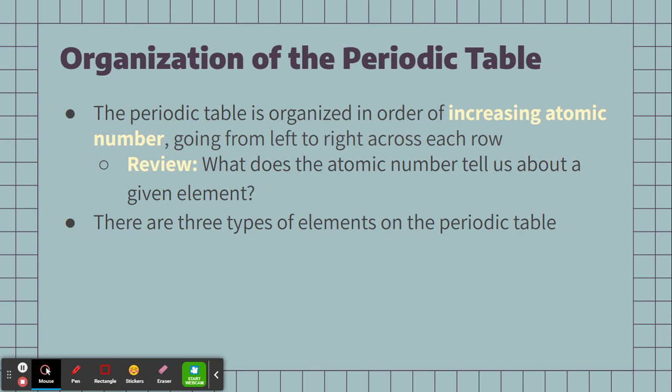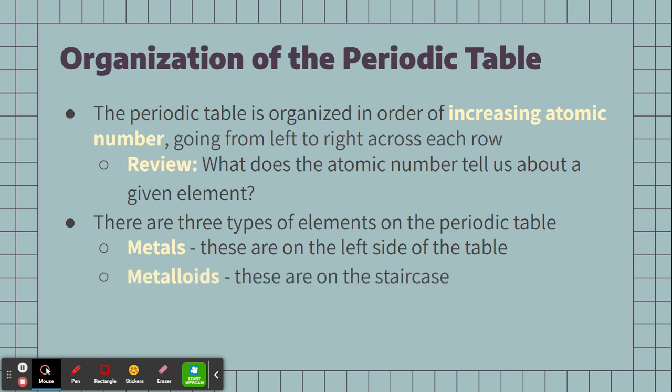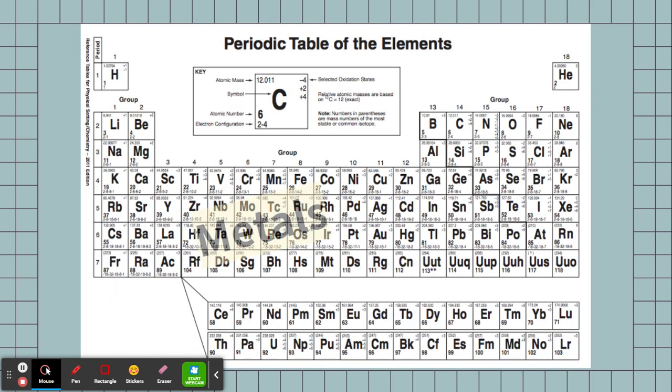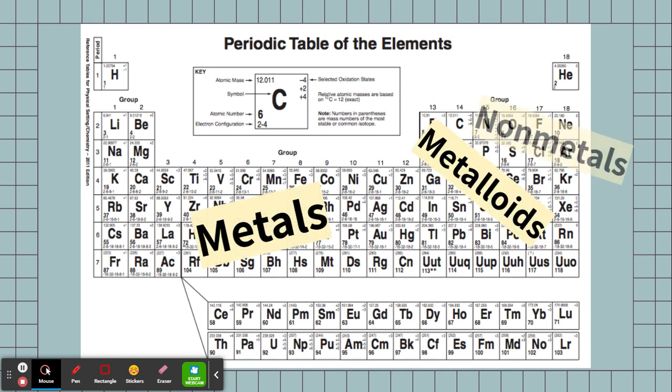There are three types of elements on the periodic table, those being metals that are on the left region of the table, metalloids, which are configured like a staircase that split the metals from the nonmetals and often have many applications to the semiconductor industry, and nonmetals, which are on the right side of the periodic table. So as we can see, the metals are located on the left side of the metalloids, and the nonmetals on the right side of the metalloids.